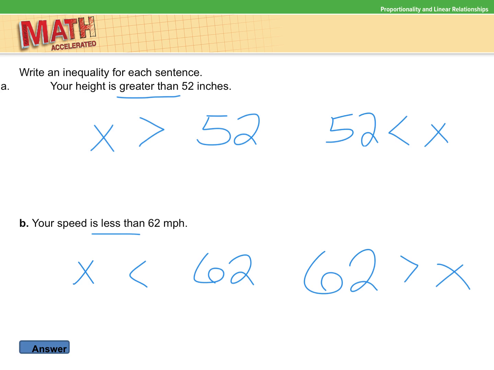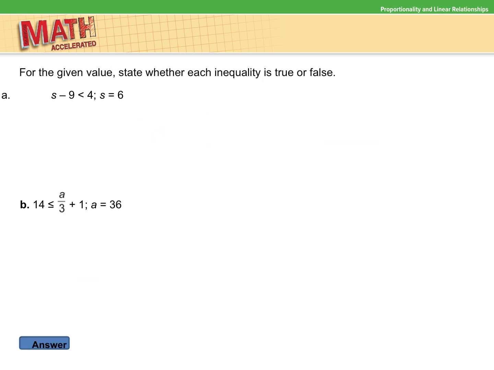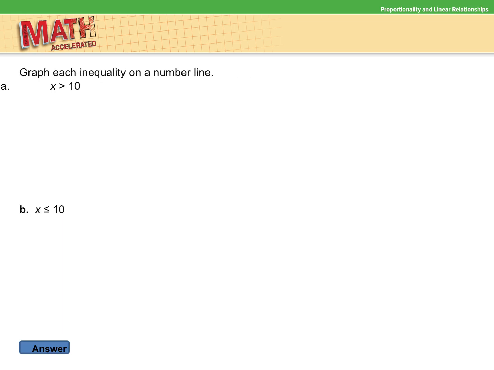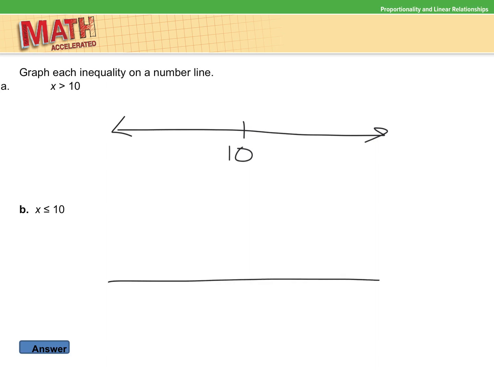Okay, let's look at graphs. I want you to graph each inequality. On your homework, there's going to be number lines for you. Just put 10 on there and graph it from there. You can just put 10.